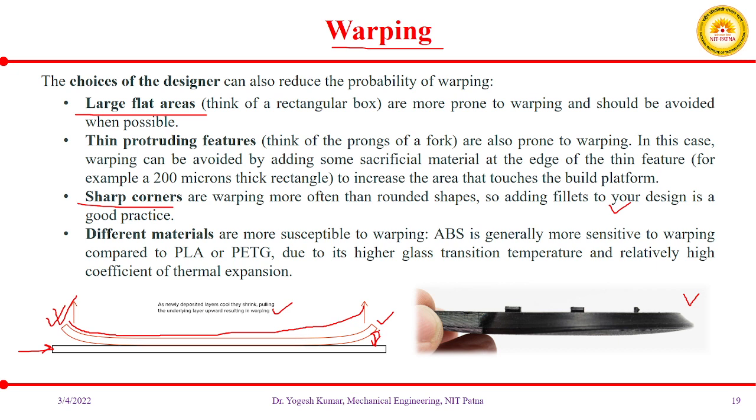Okay, and if this effect continues, instead of uniform printing of the component, it will end up looking something like this. So here on the right-hand side you can see the actual effect of warping on the overall geometry of the printed component.